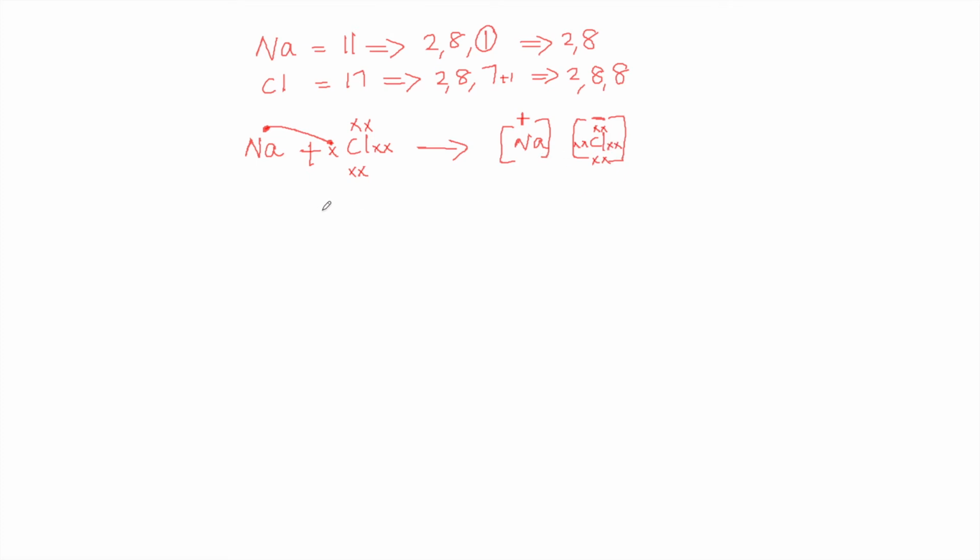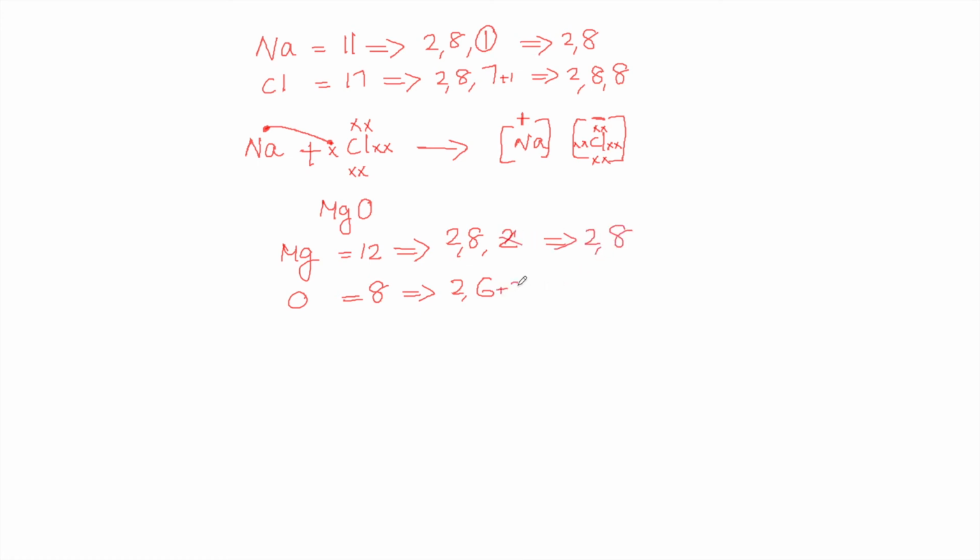So this is the way we represent how the transfer of electrons happens between metal and nonmetal. Consider another example: the magnesium oxide compound. Let us check how magnesium oxide forms when magnesium and oxygen react together. The atomic number of magnesium is 12 and the electronic configuration is 2, 8, 2. Oxygen, the atomic number is 8, so the electronic configuration is 2, 6. You can see here, if magnesium loses 2 electrons, the octet will be completed.